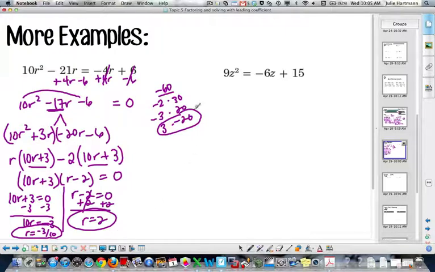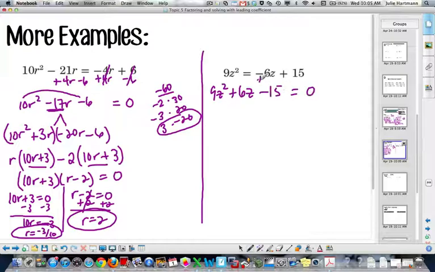Okay. Over here, 9z squared. Add the 6z over, minus the 15 equals 0. That's just adding this over to that side and minus the 15 over there. Now it's equal to 0. We factor. Is there a greatest common factor? Yes, there is this time. There's a 3. 3 goes into 9 3 times. 3 goes into 6 2 times. And 3 goes into 15 5 times.